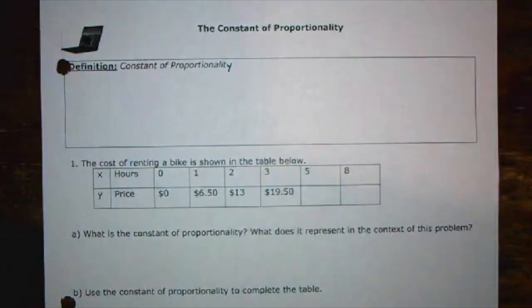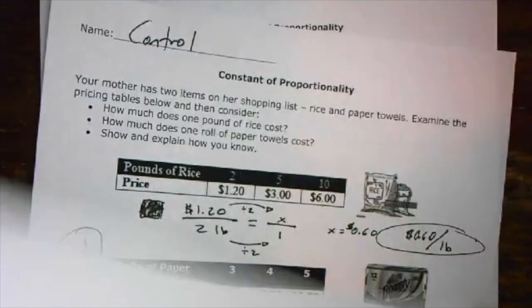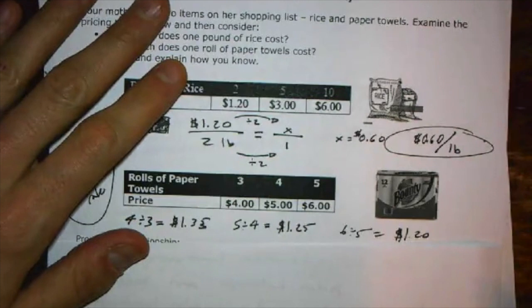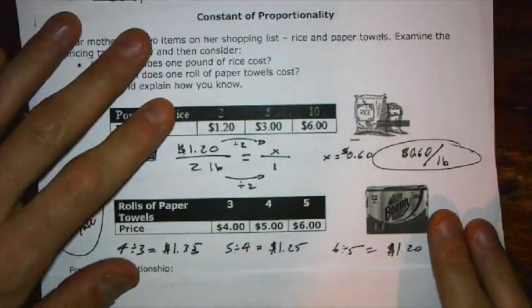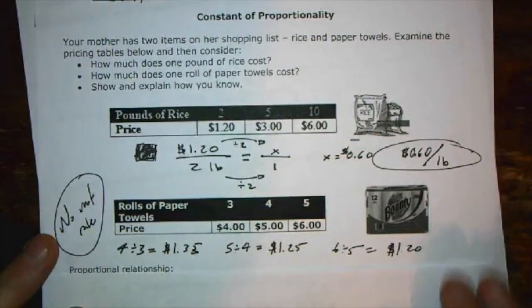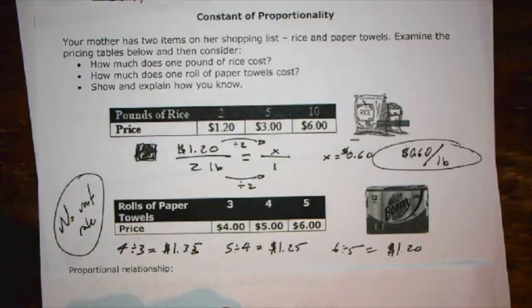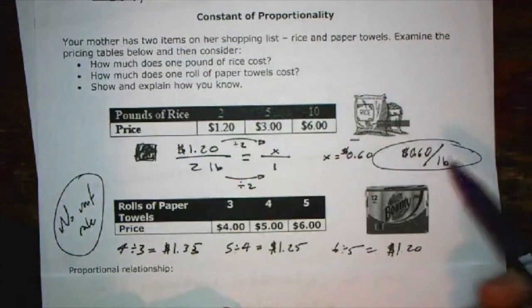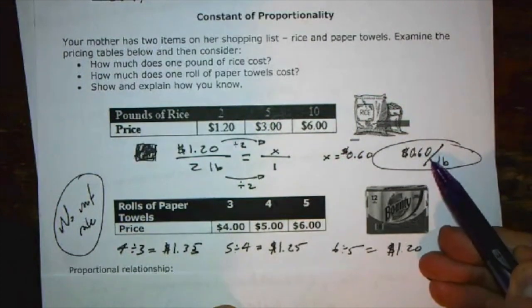Welcome to the lesson on constant of proportionality. Before we jump into this concept, I want to return for a second to a problem that you've already done on the front page of this packet having to do with proportional relationships. And I want to remind you that in this problem, the rice had a consistent unit rate of 60 cents.